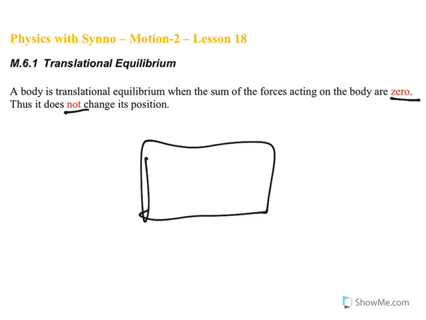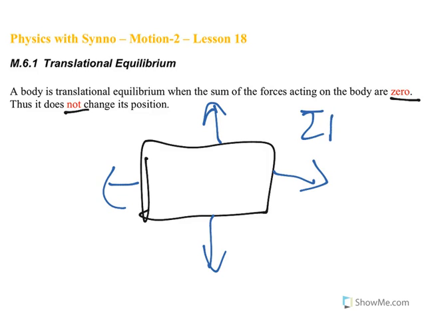So if we've got something sitting there, and it may have a number of forces acting in all sorts of directions, but if we add all of those up, the sum of the forces equals zero, then it's not going to move one way or another. Now, examples of that would be signs and things like that. So here's an example.